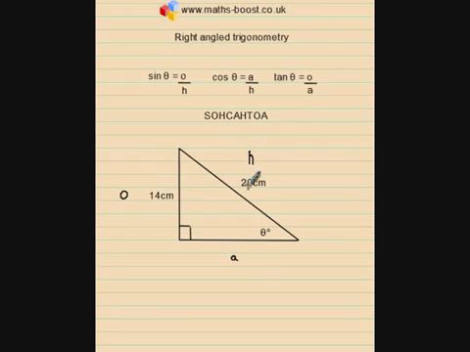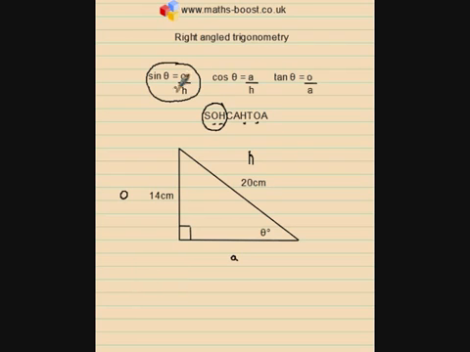I then have got to choose which of these three equations I'm going to use, and that's where I use this phrase Sohcahtoa. So I can see here that certainly the two sides that it's obvious that I'm going to use are O and H. And again, if I just mark these off, it's obvious that actually it's this sine equation that's the one that's going to be useful to me.